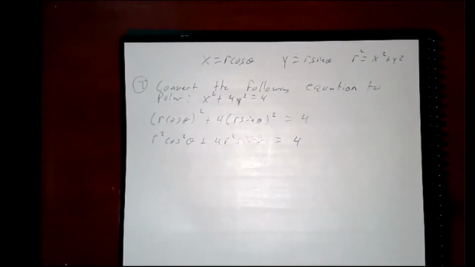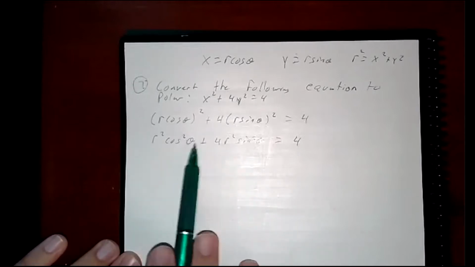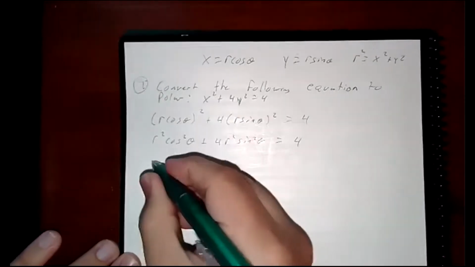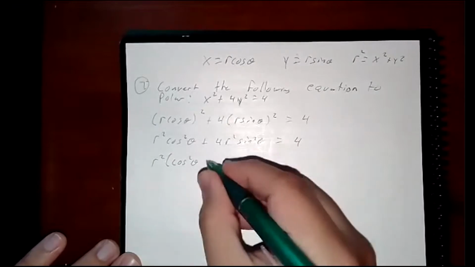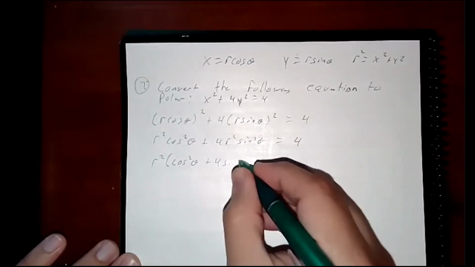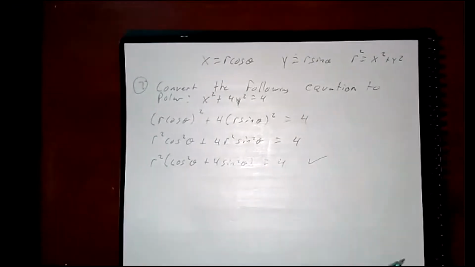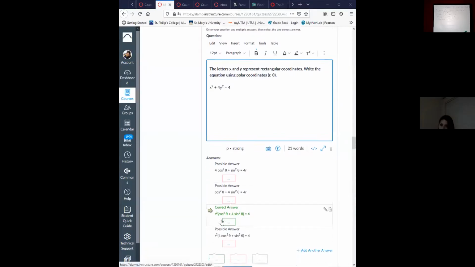Now let's see if there's anything we can really do here other than factor out r squared. Doesn't look like it, because this 4 doesn't allow us to use the Pythagorean identity. So really all we can do is pull this out, but honestly we're pretty much done. This would be your answer. Yeah, that's what they got too. C.